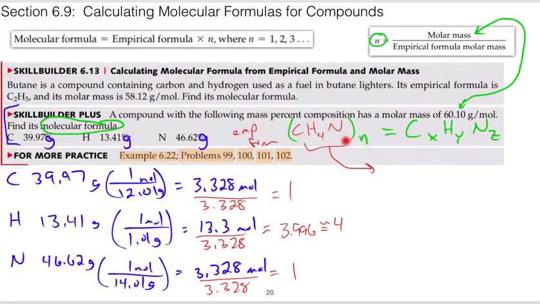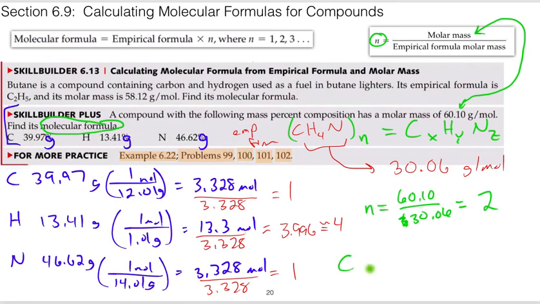taking this information, right? We got 1 carbon, 4 hydrogens, and 1 nitrogen. So 12.01, that's the weight of 1 atom of carbon, 4.04, 4 atoms of hydrogen, and then nitrogen is 14.01 from the periodic table. Add those up and you get 30.06 grams per mole. And so now the multiplier, molar mass over empirical mass, is equal to approximately 2.